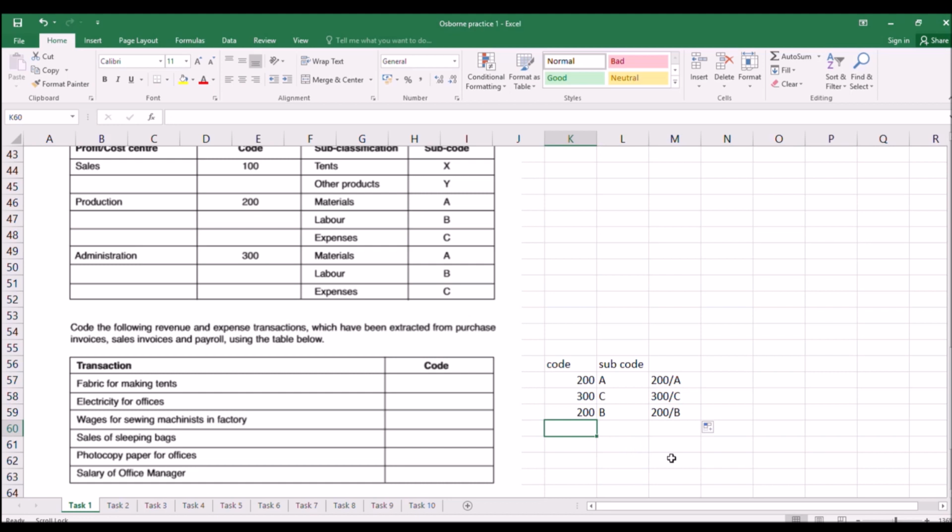Sales of sleeping bags. So in sales, 100. And they are, well, it's tents, so that's not sleeping bags, it's other products, which is Y. And so it'll look like that. Cool.